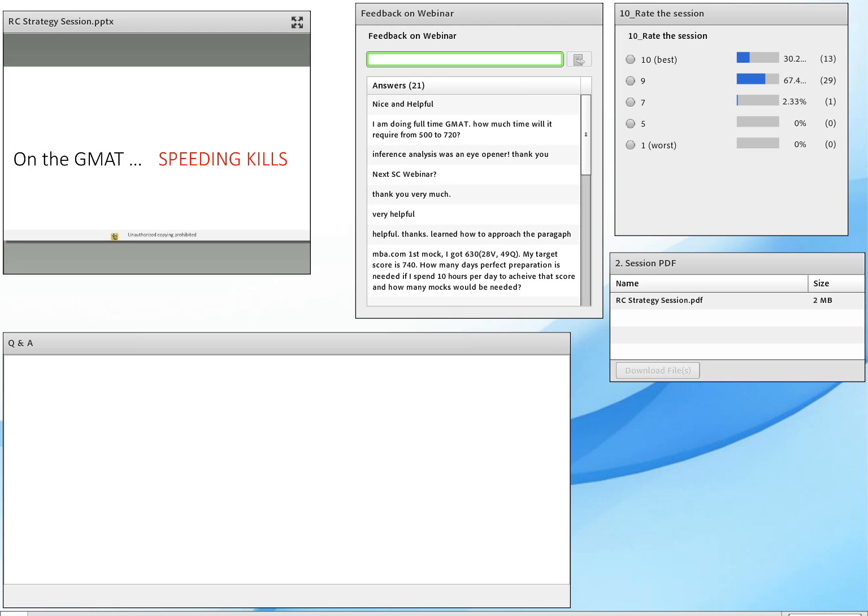In my first MBA mock, I got 630, V28, and Q49. My target score is 740. How many days of preparation are needed if I spend 10 hours per day to achieve that score, and how many mocks would be needed? So Murli, you need to spend time on verbal. That's for sure.